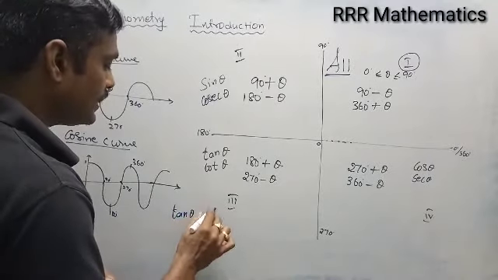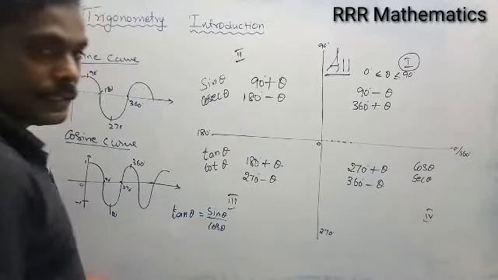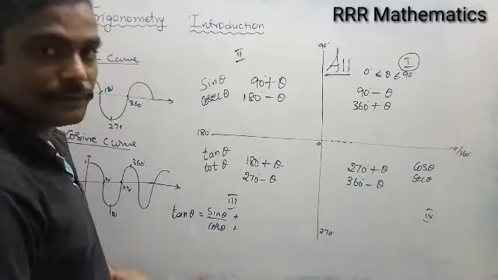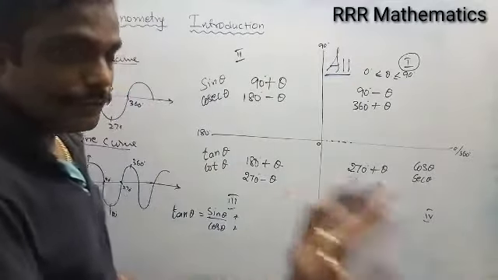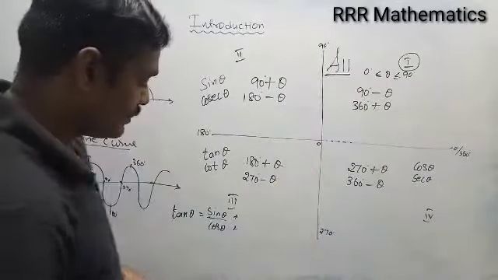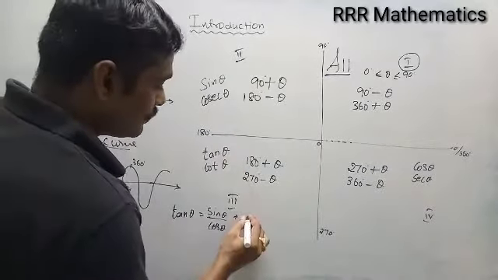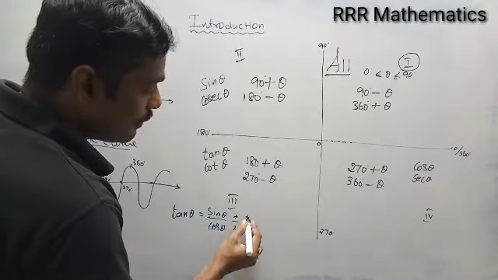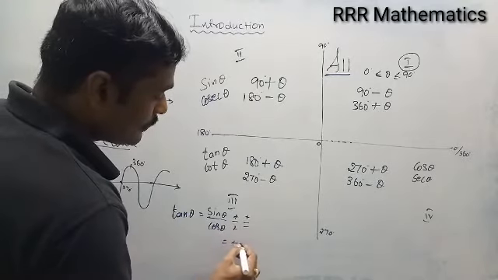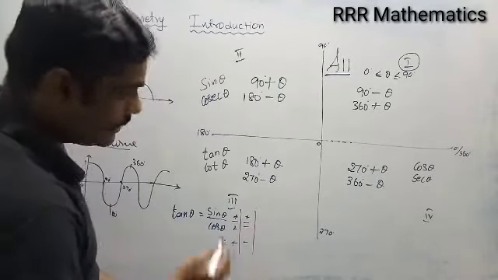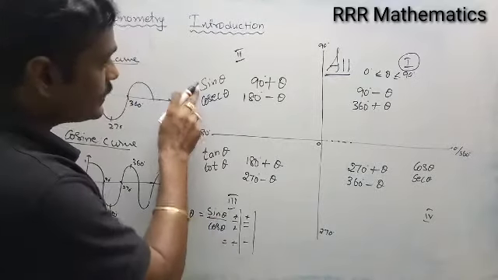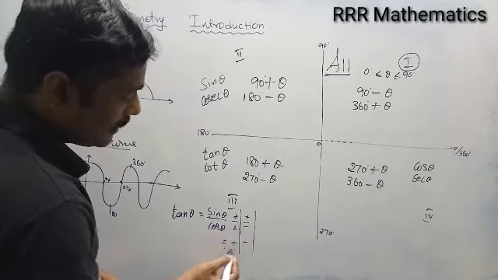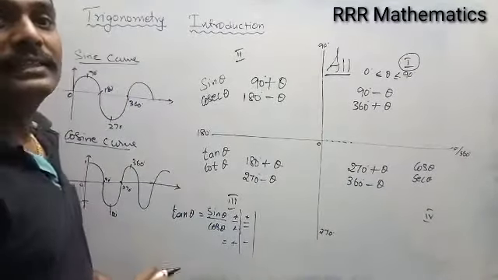Tan theta is nothing but sine theta by cos theta. In the first quadrant, sine is positive, cos is positive, positive by positive is positive. So tan is positive, no problem. Already I said all your trigonometric functions are positive. In the second quadrant, sine is positive, but cos is negative. When you divide, plus divided by minus gives minus. Positive by negative gives negative. Therefore, tan theta is negative in the second quadrant.